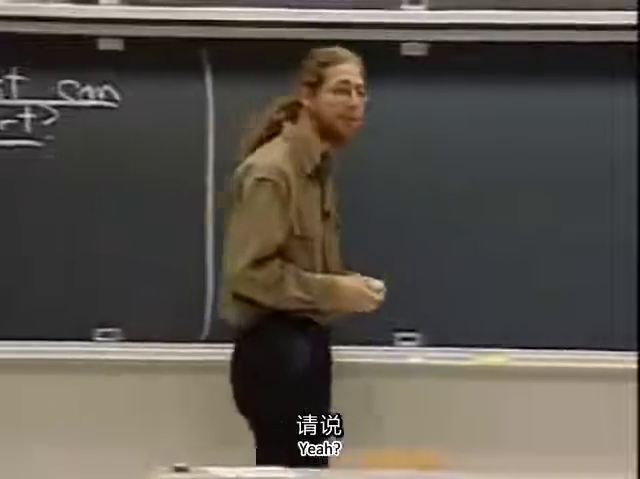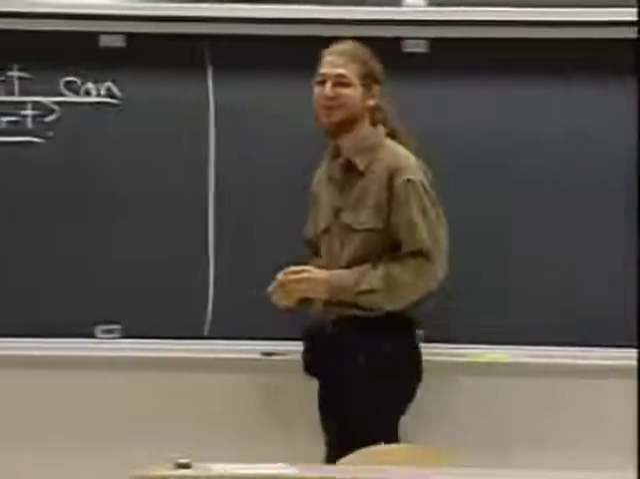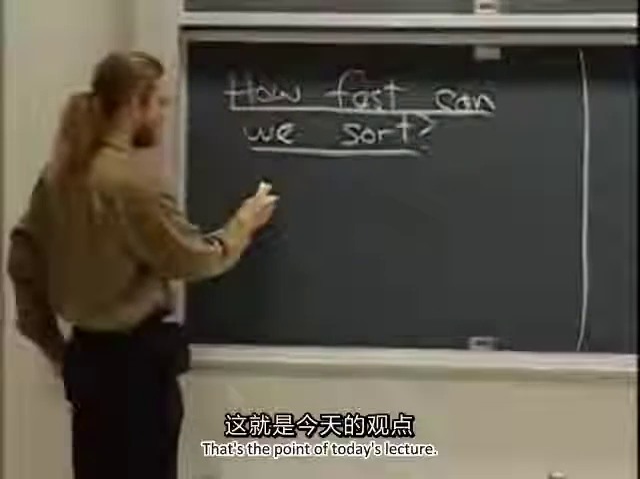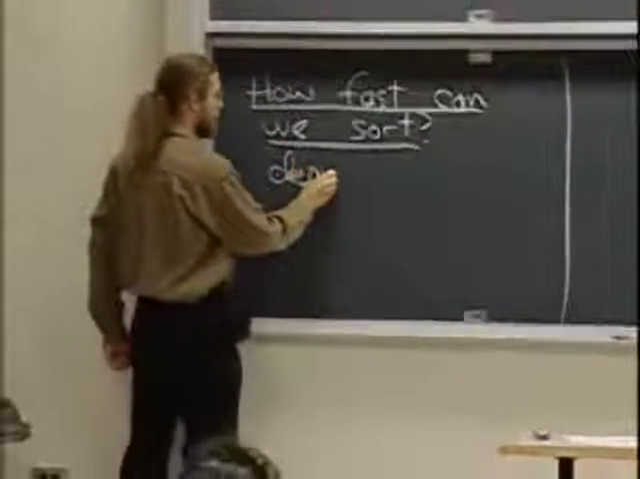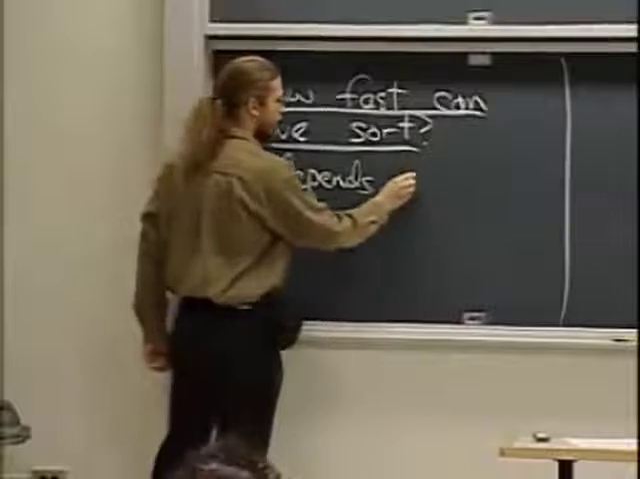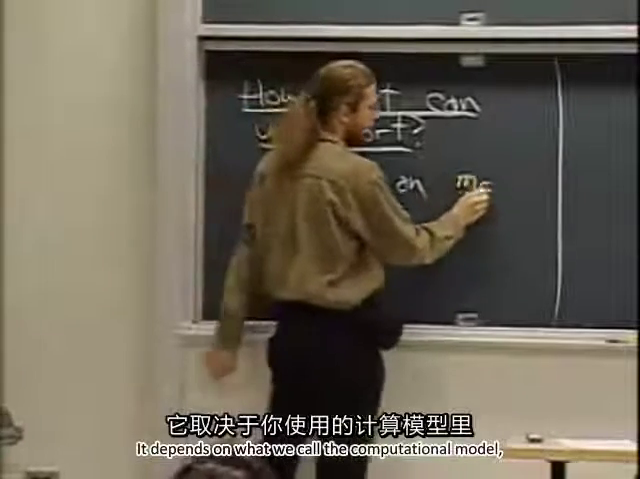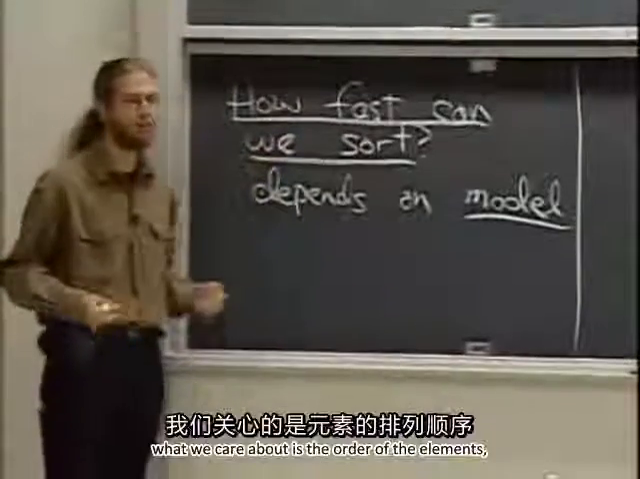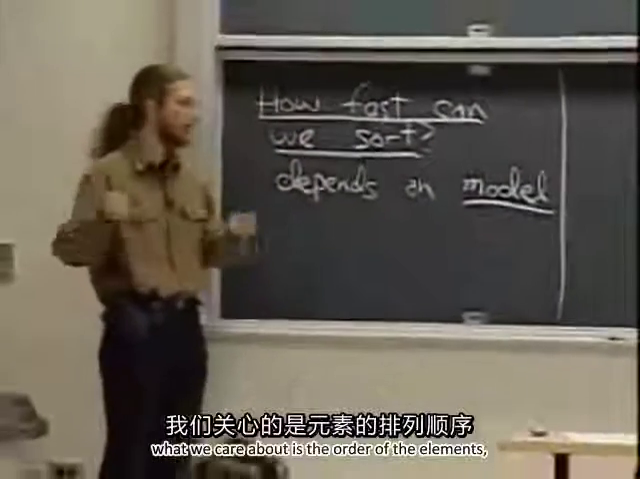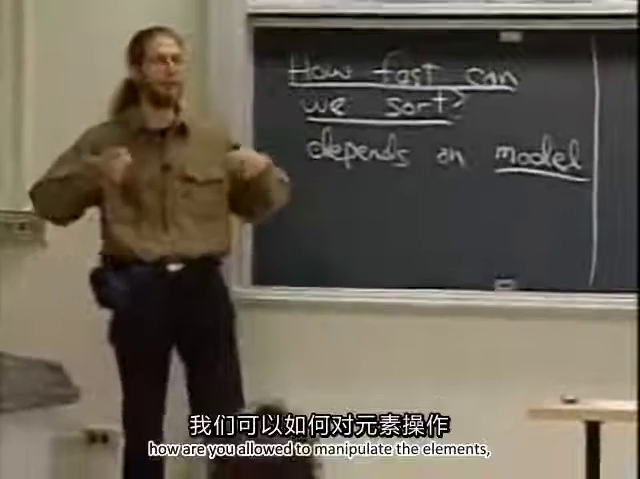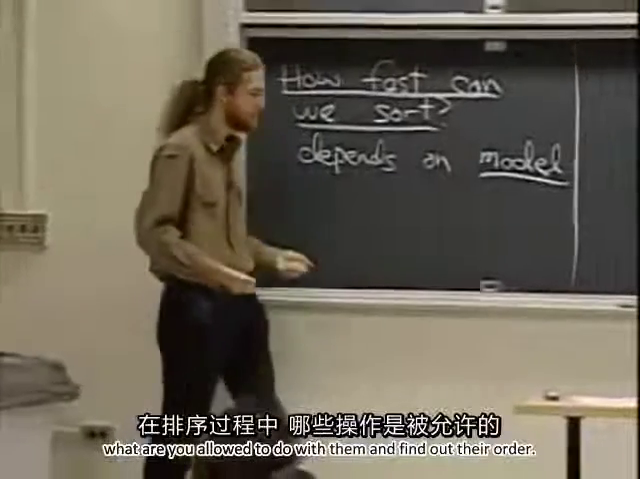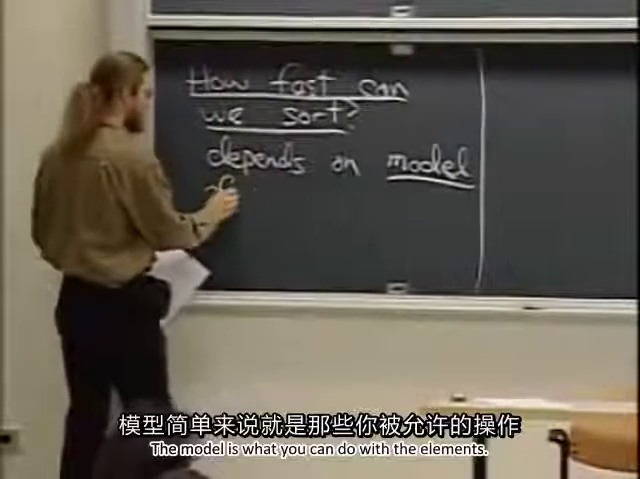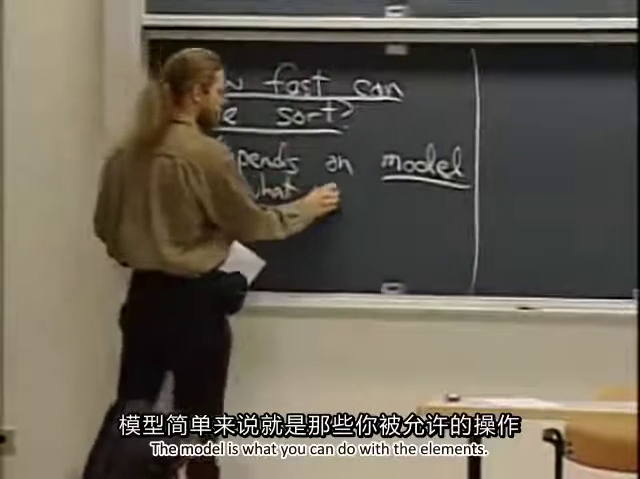Yeah. Theta n is also sometimes the right answer. So the real answer is it depends. Okay, that's the point of today's lecture. It depends on what we call the computational model, what you're allowed to do. And in particular here with sorting, what we care about is the order of the elements. How are you allowed to manipulate the elements? What are you allowed to do with them? And find out their order. So the model is what you can do with the elements.